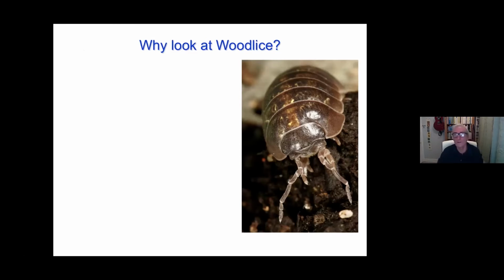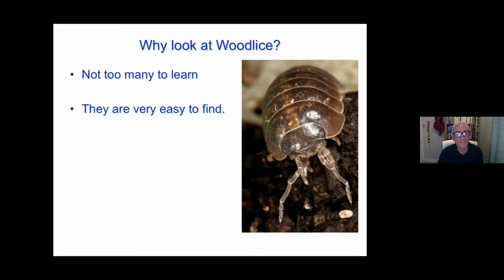Why on earth would we look at woodlice then, apart from all those good things that I've just told you? Well, there aren't too many to learn. Again, I'm referring to the British situation, or I think someone from the Orkneys was on earlier saying they've got 7 species. So it's not a huge task. You're not trying to learn all of the plants or, you know, large numbers of parasitic Hymenoptera or whatever. There aren't that many. So it's a good small number to get to grips with.